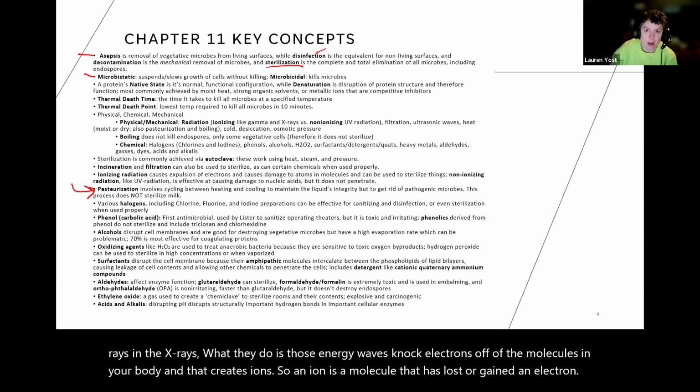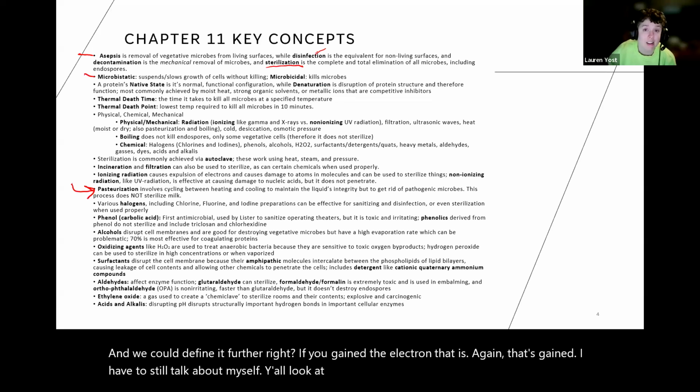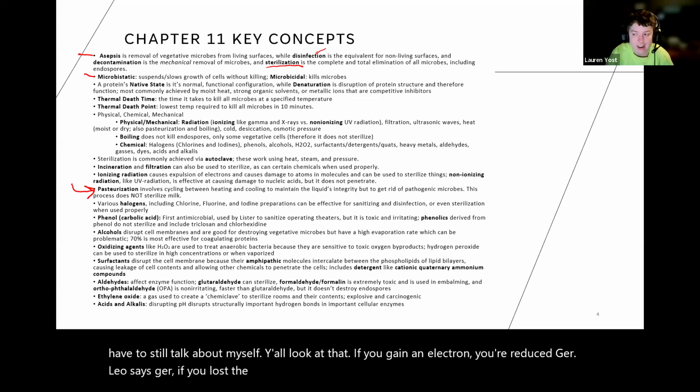And we could define it further, right? If you gained the electron, that is, again, that's gained. I have to still talk it out to myself, y'all. Look at that. If you gained an electron, you're reduced. LEO says if you lost the electron, then you were oxidized. And so ionization involves that process.